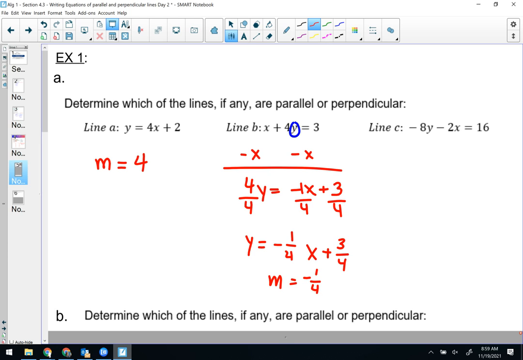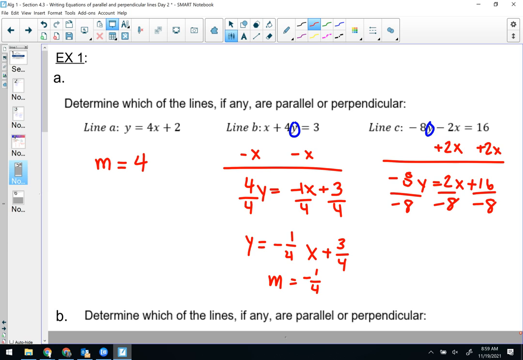Let's pause for a moment and not say anything about those two lines. Let's talk about line C. Let's solve this one for y as well. This would require adding the 2x to the right side. So we got negative 8y is equal to 2x plus 16. And then dividing by negative 8 to each part on the other side.